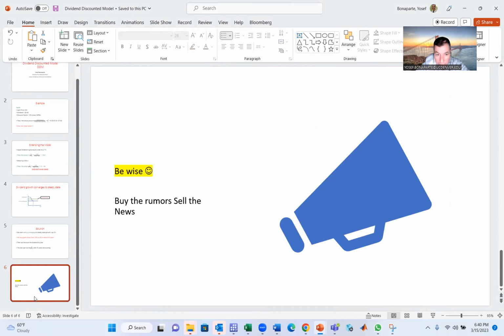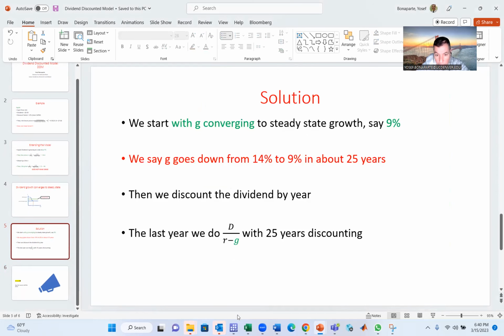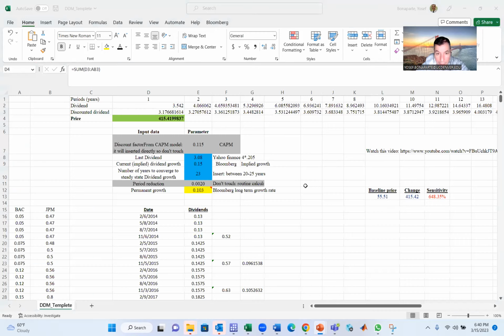Again, be wise, buy the rumors, sell the news. But how are we going to do this model? Well, we're going to go to Excel. You will have the same Excel file here where I try to calculate the model, the dividend.